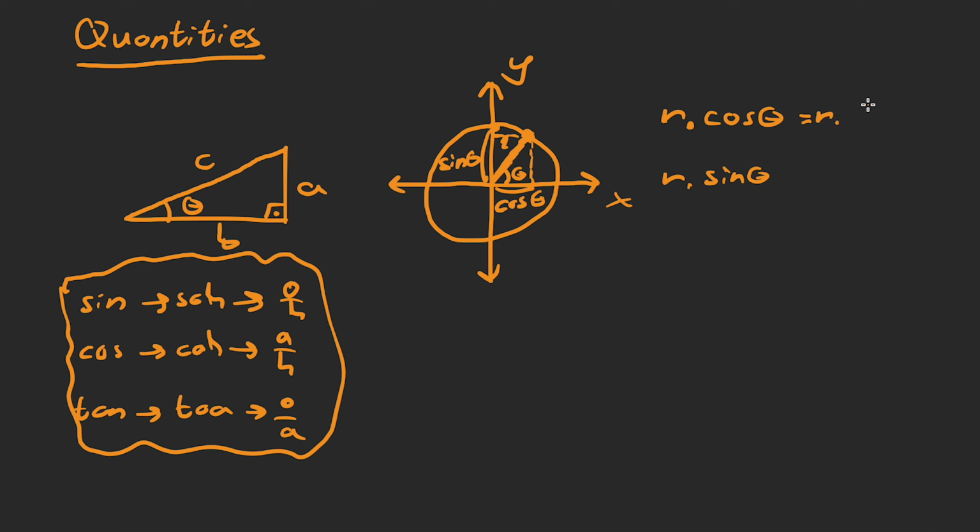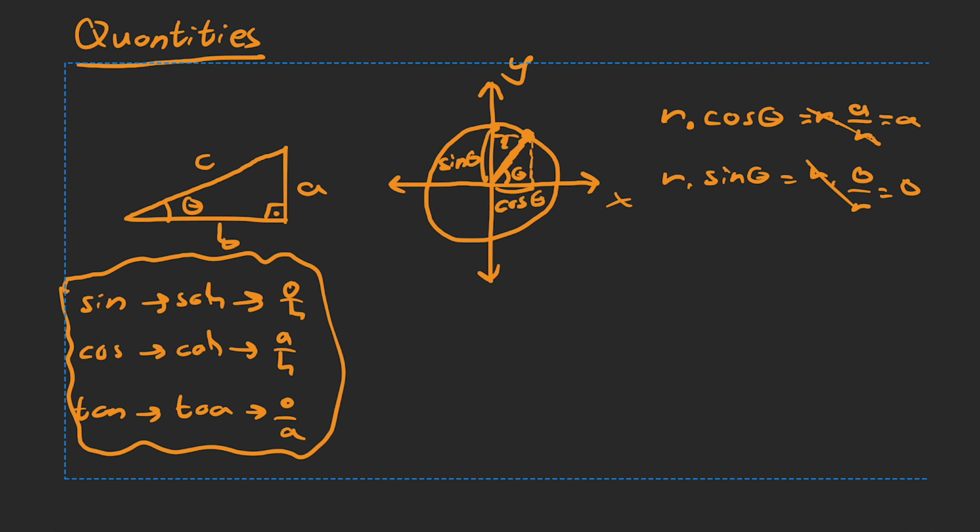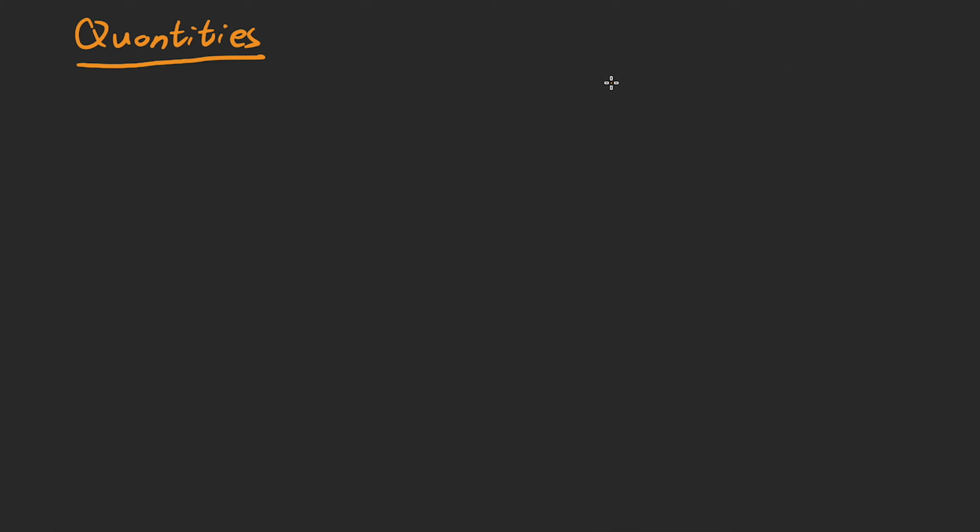Because it's still going to give us the same answer. Cosine theta is adjacent over hypotenuse. Our hypotenuse is the r. These will cancel out and it will leave us with adjacent. And it's the same case for the sine. So how is this helpful to us? Well, it's quite helpful when you're dealing with polar coordinate systems.